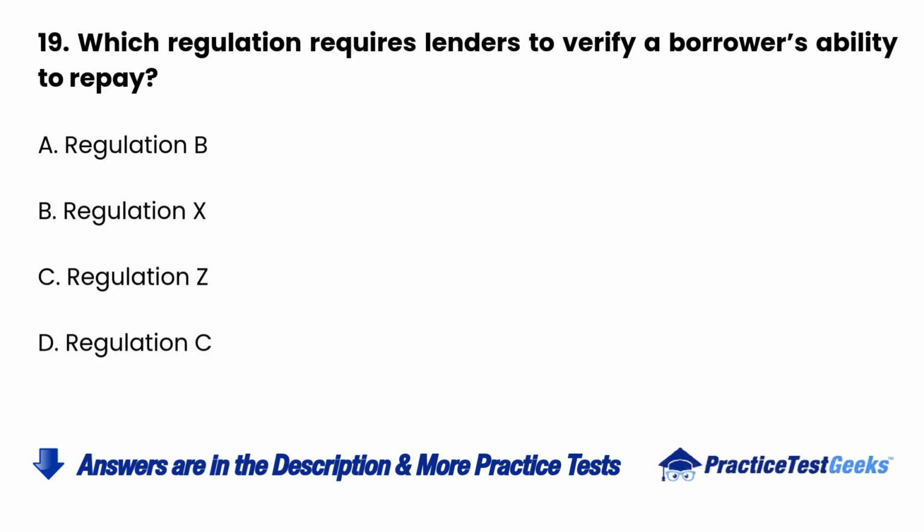19. Which regulation requires lenders to verify a borrower's ability to repay? A. Regulation B. B. Regulation X. C. Regulation Z. D. Regulation C.